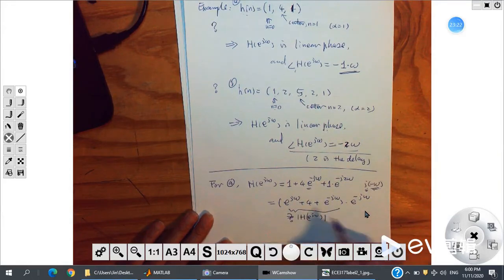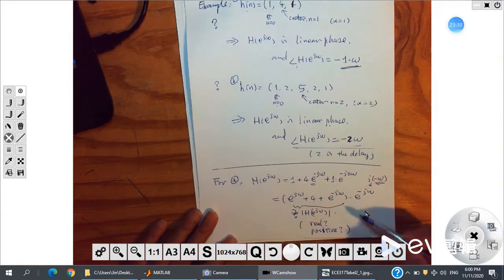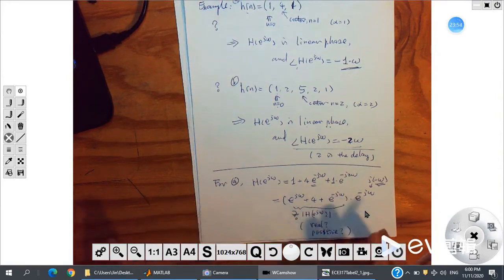Can we say this part is the magnitude? Okay, we need 2 conditions for this: real, positive. You need to check these 2. If both answers are yes, then this one will be the magnitude. If it is not real, or if it is not positive, even if it is real but not positive, you cannot say this is the magnitude. Magnitude must be real and positive.